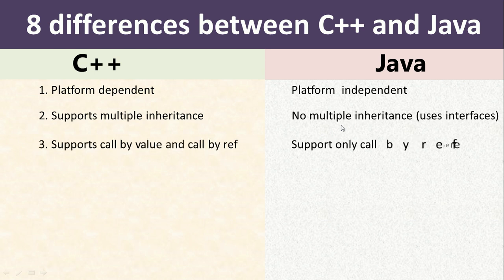C++ supports both call by value and call by reference, whereas Java supports only call by value. Now, what is call by value and call by reference? Call by value means that when a function is called, the actual parameters are passed to this function. In case of call by reference, the addresses of the formal parameters are passed to this function.